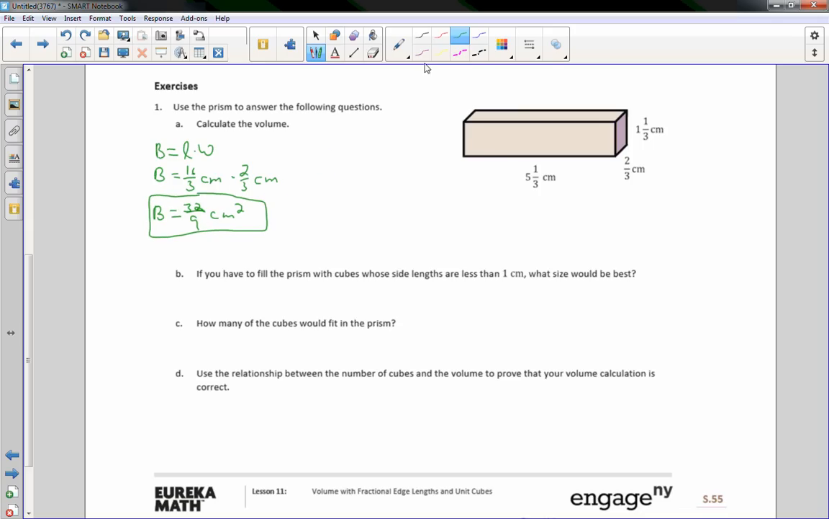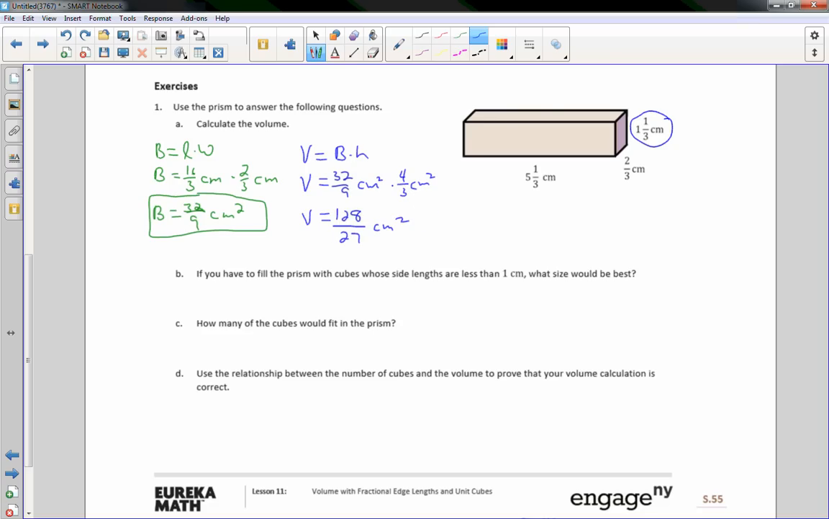Step 1 done. Step 2, volume equals base area times the height. So the volume is my 32/9 centimeters squared times the height, which is here. 3 times 1 is 3, plus 1 is 4. That is 4/3 centimeters. I am going to multiply these, so I do not have to have common denominators. We're not adding or subtracting. 4 times 2 is 8. 4 times 3 is 12. 128 in the numerator. 9 times 3 is 27 centimeters squared.